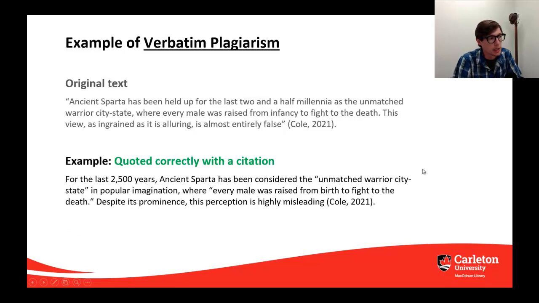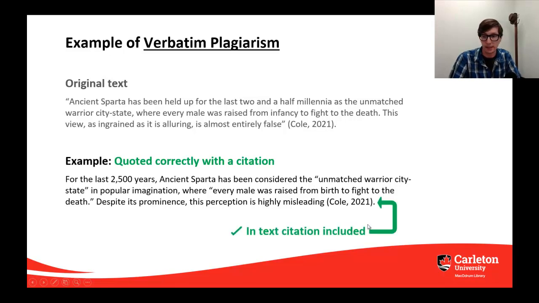But if we look at an example where we've quoted correctly with a citation, you can see: for the last 2,500 years, ancient Sparta has been considered the, and there are the quotes, "unmatched warrior city-state" in popular imagination, where every male was raised from birth to fight to the death. Despite its prominence, this perception is highly misleading. You can see where we've taken exact phrasing from that original text, we've put quotations around it. This indicates that we have taken it directly from the original source, and we've also provided an in-text citation. So this is a correct way to quote with a citation.